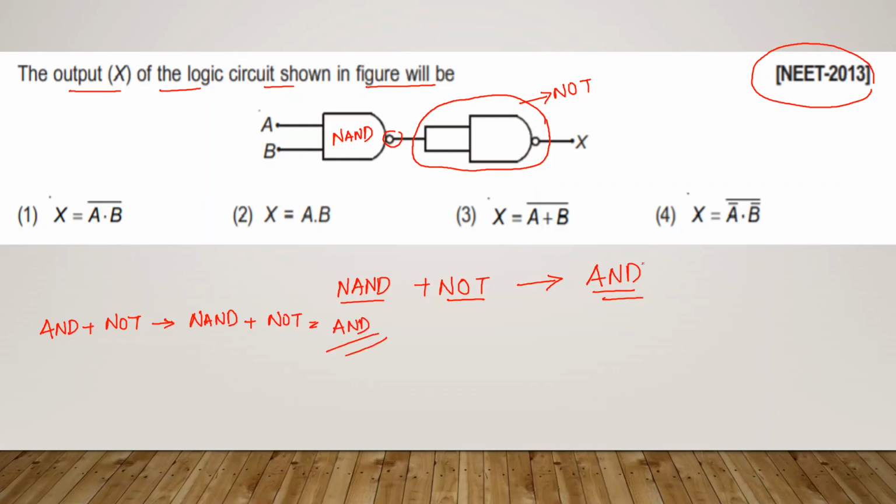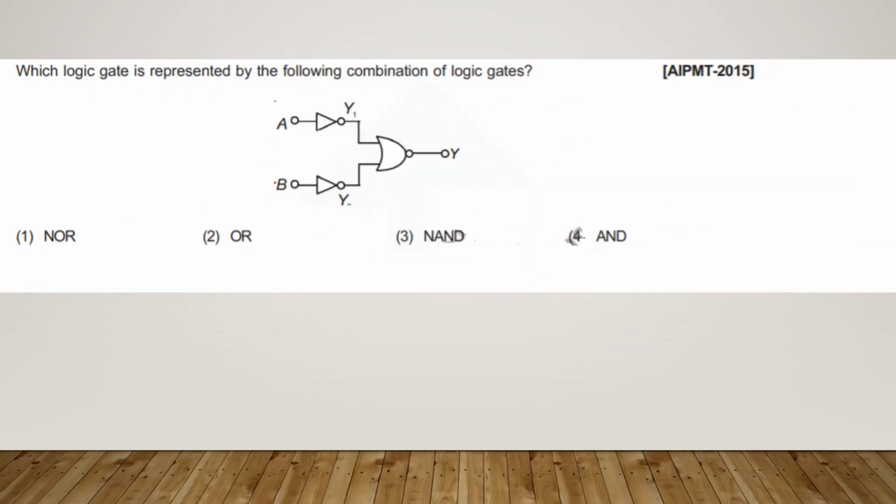I hope you are understanding. What will be the output of AND gate? It will be nothing but A dot B. So which one is the correct option? Option 2 is the correct answer. So now let us move on to the next problem.